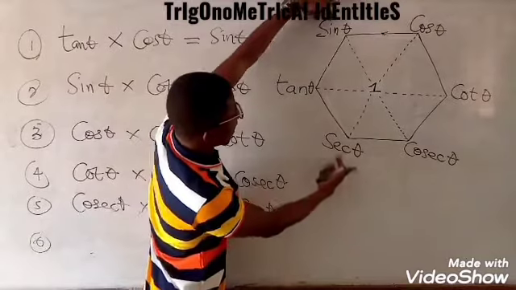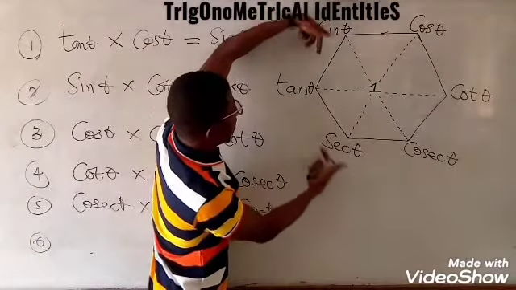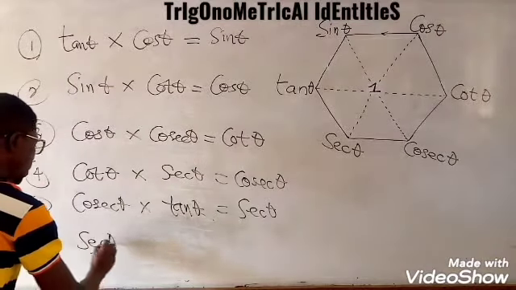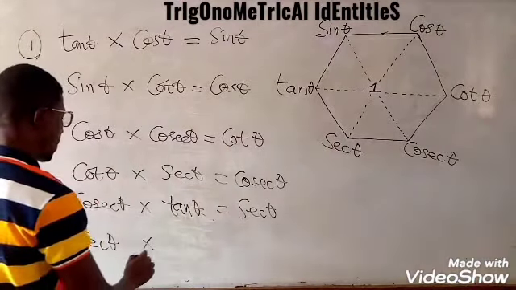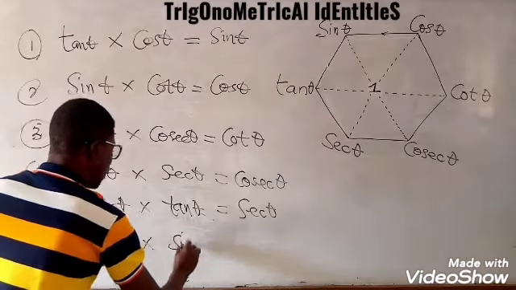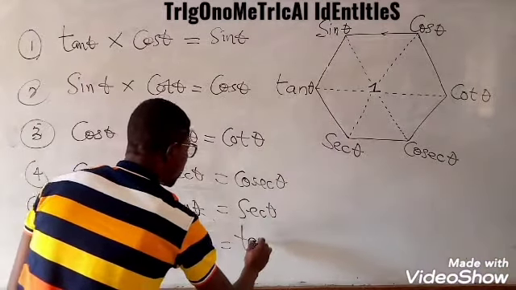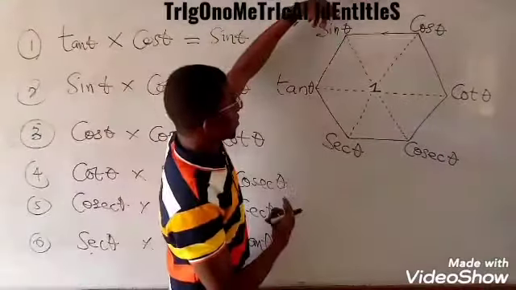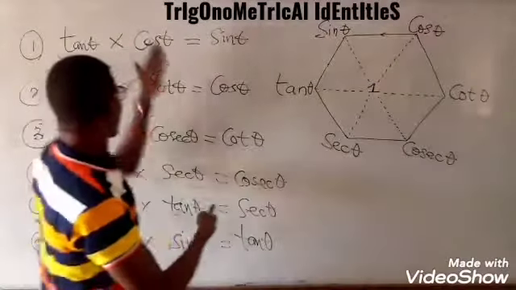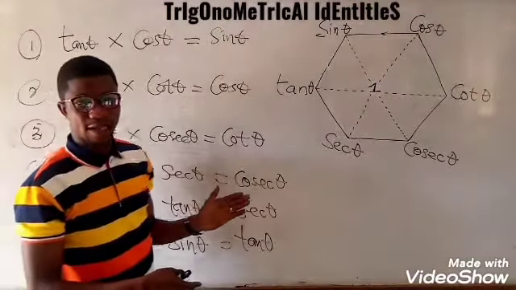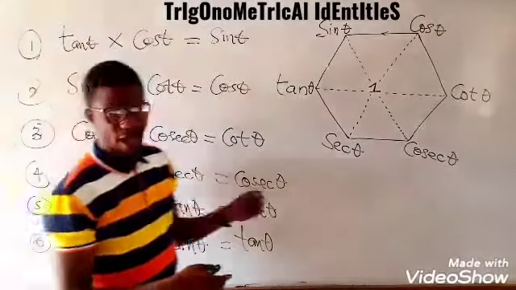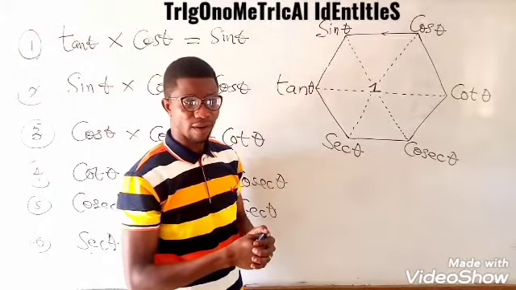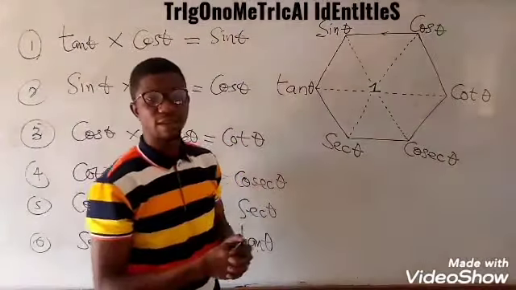So when sec theta multiplies sin theta, the result is tan theta. So sec theta times sin theta, we have tan theta as the answer. So along the clockwise direction, you will have these as our identities. And moreover, along the anti-clockwise direction, you will also have results of that nature.